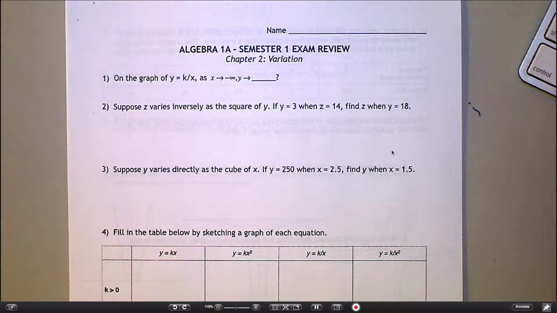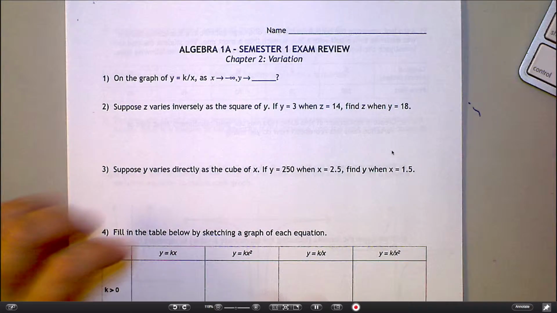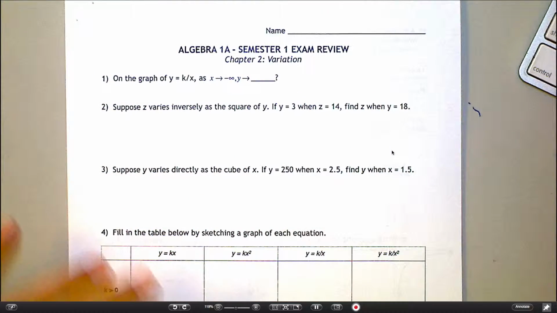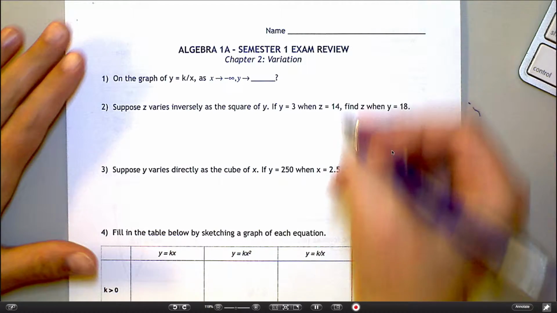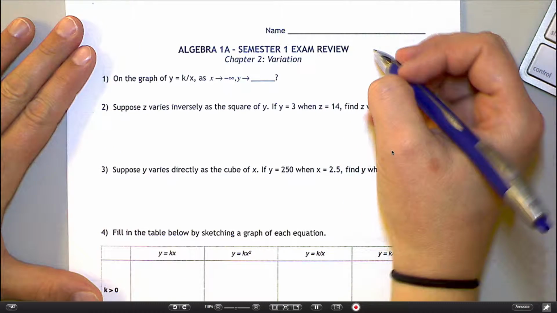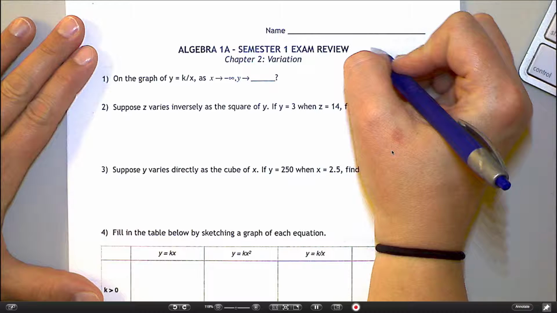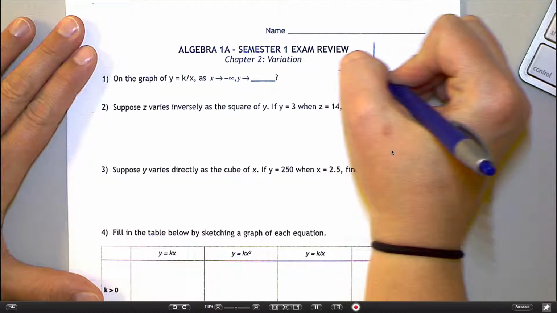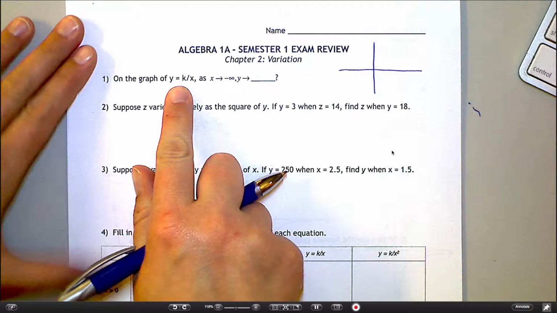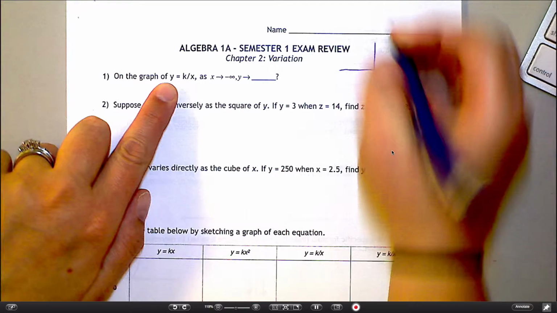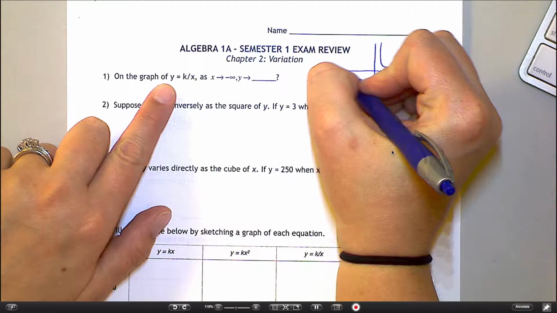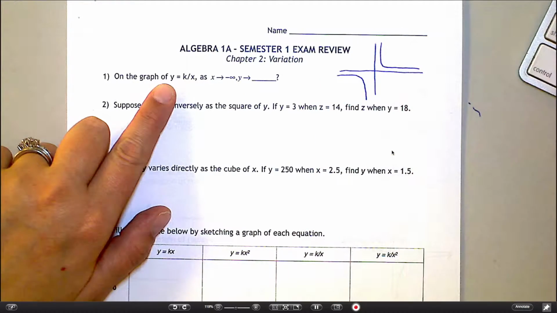On the graph of y equals k over x, and really what this is looking for is a limit. That's what this is called. As x approaches negative infinity, what happens to your y values? Well, in order to answer this question, we're going to have to know what the graph looks like. The graph stuff will come up again later on, but this graph in particular is going to be a hyperbola in the first and the third quadrant. So it looks something like that.